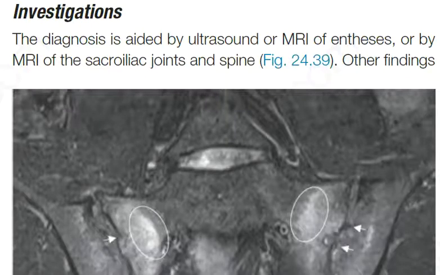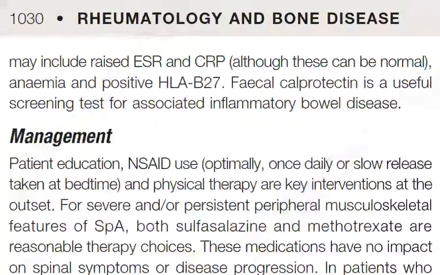Investigations. The diagnosis is aided by ultrasound or MRI of enthesis, or by MRI of the sacroiliac joints and spine. Other findings may include raised ESR and CRP, although these can be normal, anemia, and positive HLA-B27. Fecal calprotectin is a useful screening test for associated inflammatory bowel disease.